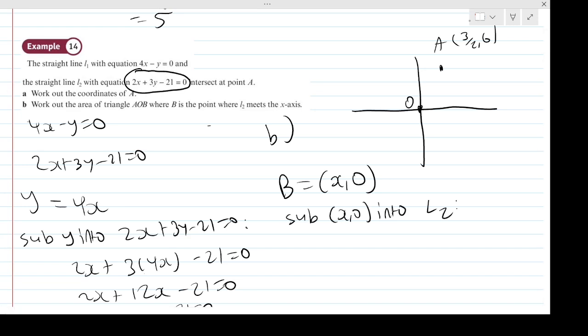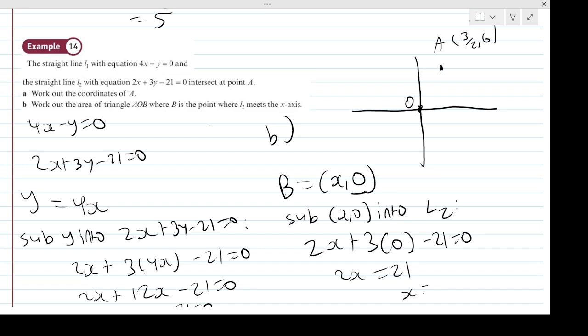So L2 then becomes 2x plus 3y minus 21 equals 0, but y is 0 here. Then I can solve this for x, because 2x equals 21. So x is 21 over 2, and as a decimal that would be 10.5, if you wanted to write it that way, which makes it easier to plot because we know where it would be.